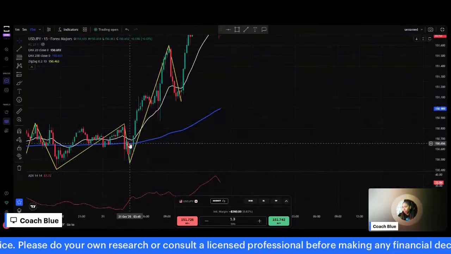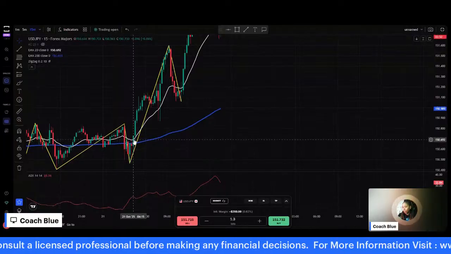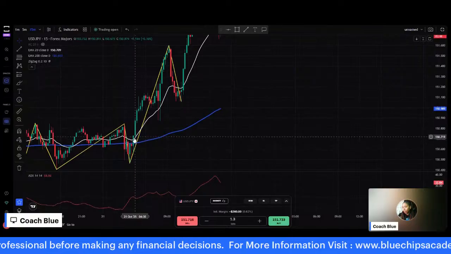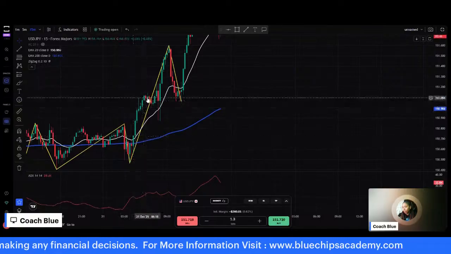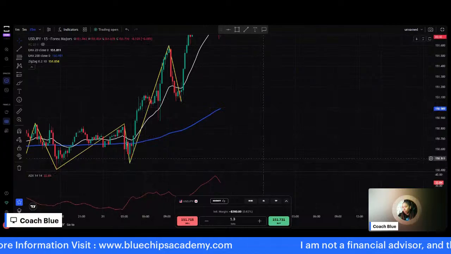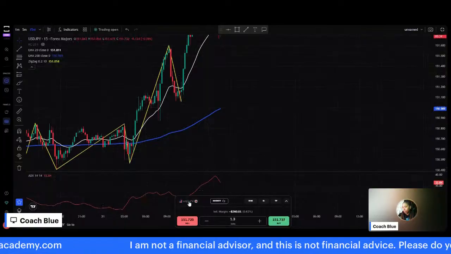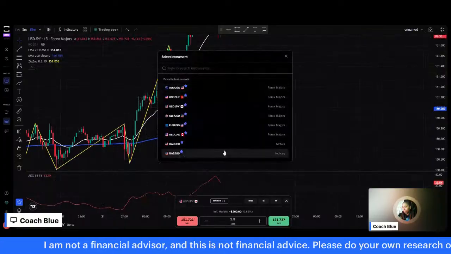The 20 above the 200. Bullish candle close above the 200. 20 ADX. Look at that push right there. Beautiful entry. So if you took that, great job. Great job.